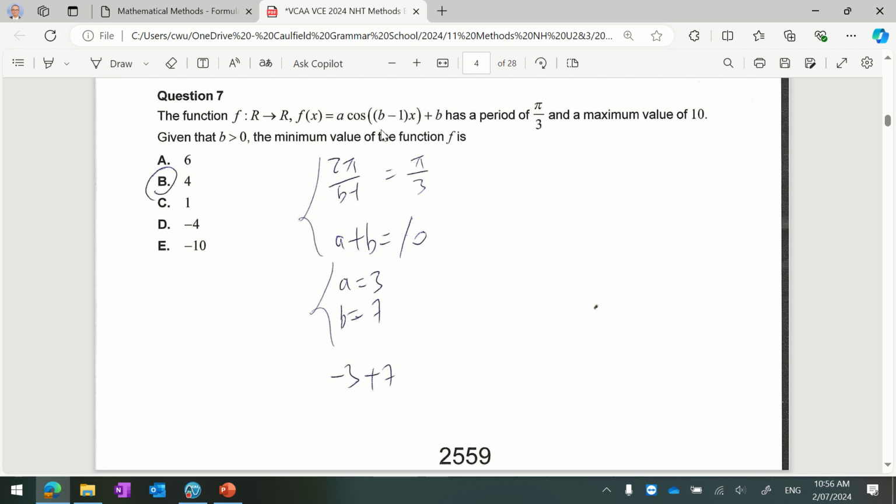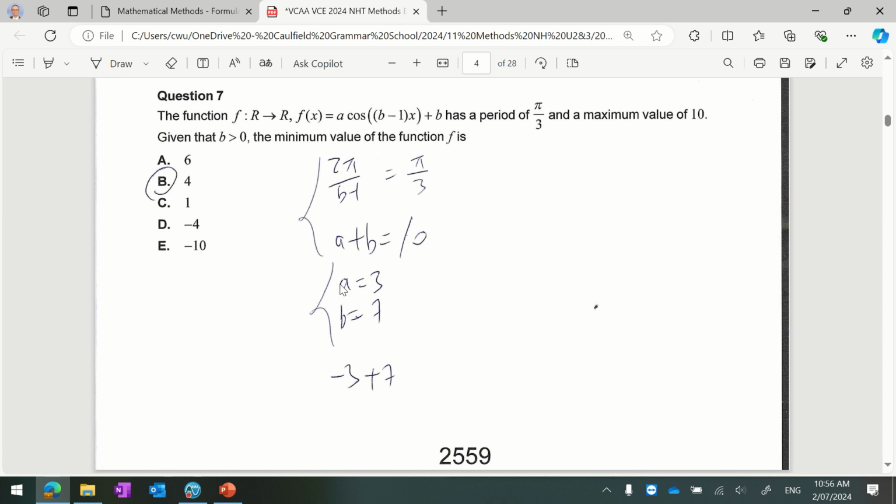One is the period. So 2 pi over b minus 1. So b minus 1 is the dilation factor. So 2 pi over the dilation factor b minus 1 is equal to pi over 3. That's the period. And then the maximum value. If we assume A and B are both positive, for now, it doesn't really matter if you're wrong, because then we can realize we're wrong and try again. If you assume A and B to be positive, and we just add them, that should give you the maximum value, which is 10.